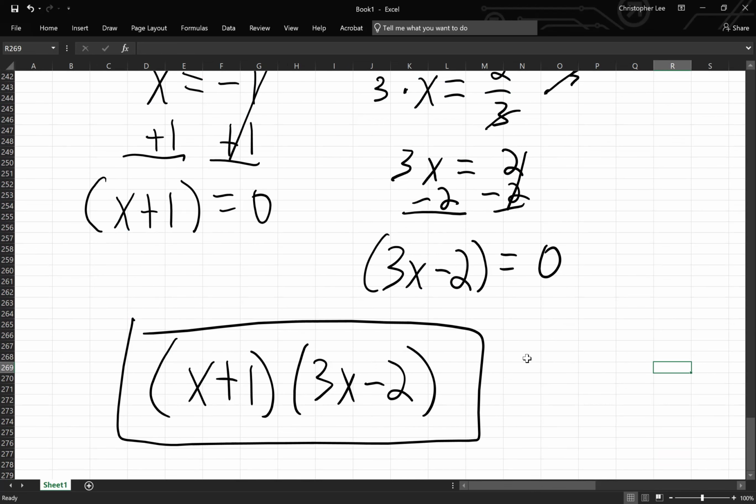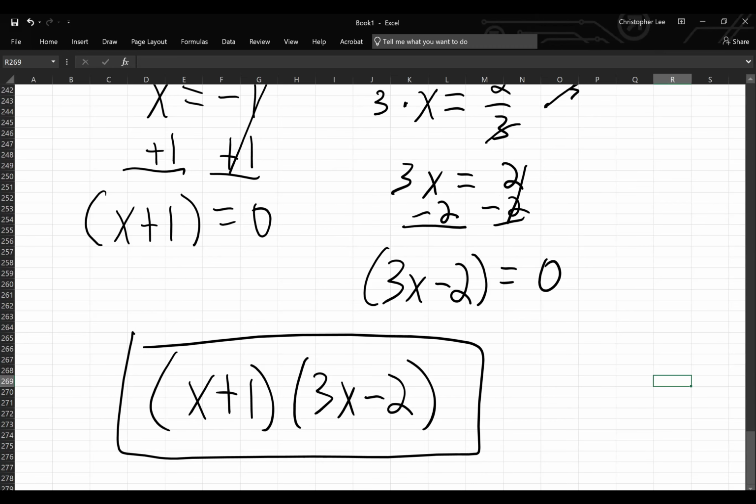First, I put the common factor out first, and then I distribute the other stuff to get the same thing at the end. That's true.